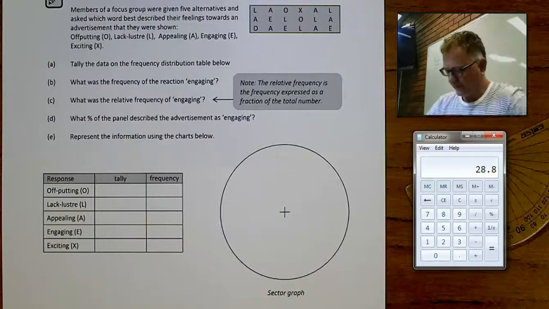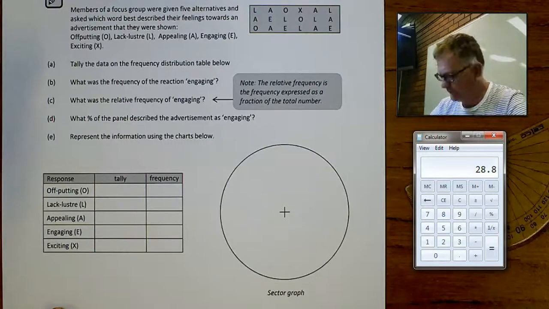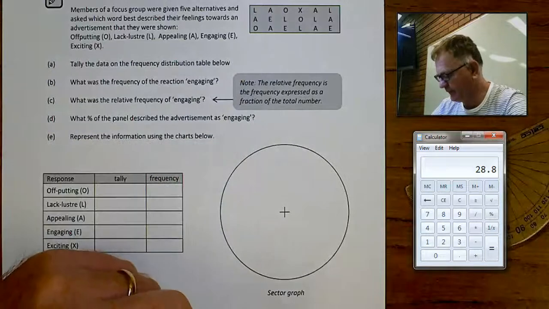So we've been asked here to tally some data and draw some different graphs. Members of a focus group were given 5 alternatives and asked which word best described their feelings towards an advertisement that they were shown. Here are the different results here.